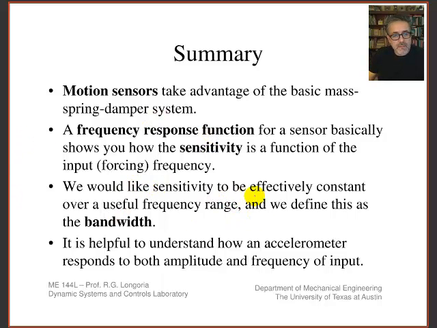We'd like the sensitivity to be constant over the range that we use it, and so that's why we say, use it only within the bandwidth. If you exceed the bandwidth, then you can't be guaranteed that you have just a nice constant. Like, it's not just half a volt per G anymore. It's in the dynamic range, and so all bets are off. You don't want to use your sensors in those regions. It's helpful to understand how an accelerometer responds both to amplitude and to the frequency of the input.